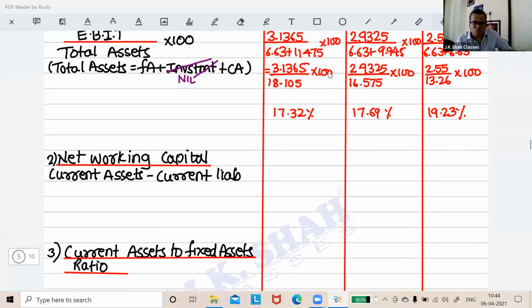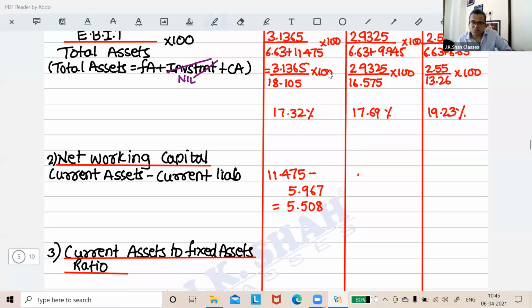Current assets we just now wrote for this plan is 11.475 minus, I think again the current liabilities for all the plans are standard 5.967. So 11.475 minus 5.967 came to 5.508.